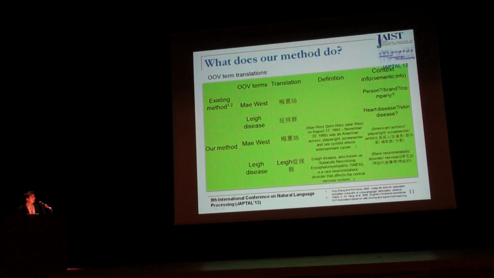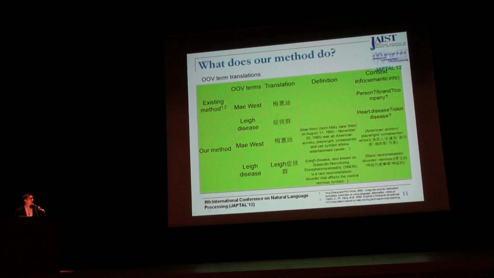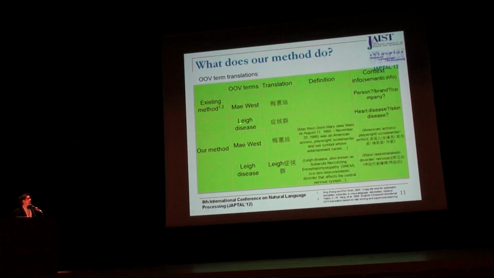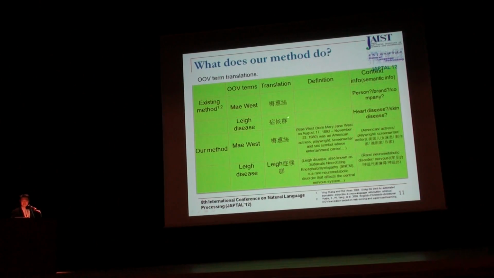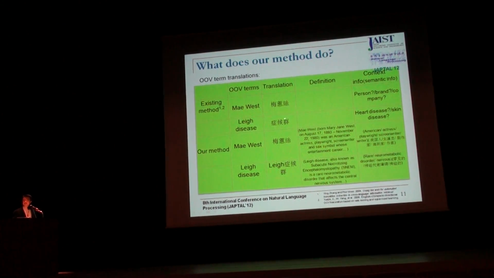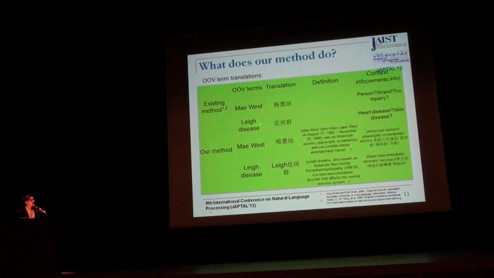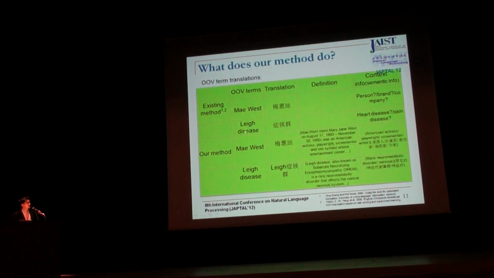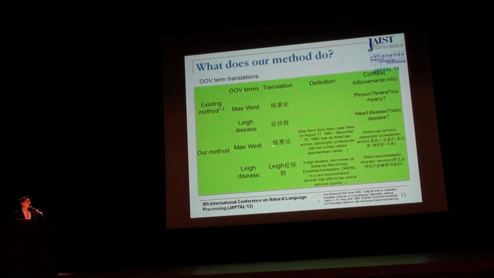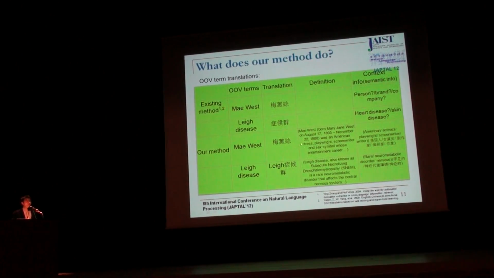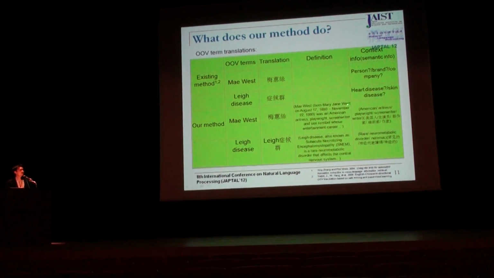So what does our method do? For the existing method, we compare here that we take two OOV terms. The existing method does give the translation. The first one, Myways, it does give the correct translation in Chinese. The second one, lens disease, the translation is wrong. And for our method, we provide not only the translation, we also provide the definition in English, and we also provide the context information.